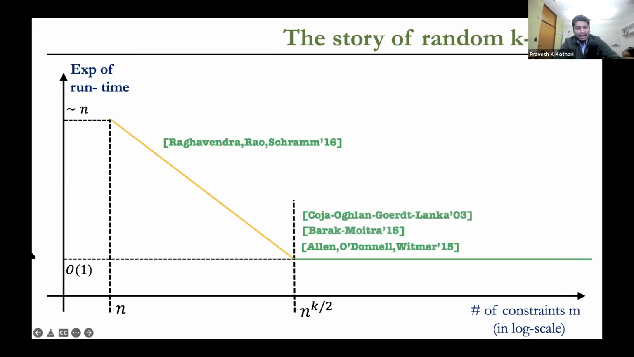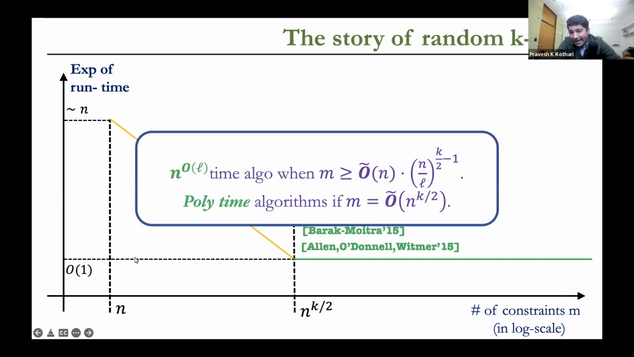Okay, so the result here was first proven by Raghavendra, Rao and Schramm, again 6 or so years ago. And what they proved is the following trade-off. They proved that for every number L, there is an n to the L time algorithm that succeeds in refuting random k-SAT or random k-XOR formulas, as long as they have the following number of constraints. I like to read this bound the way I've written it: n times (n over L) to the k over 2 minus 1. Why do I write it like this?